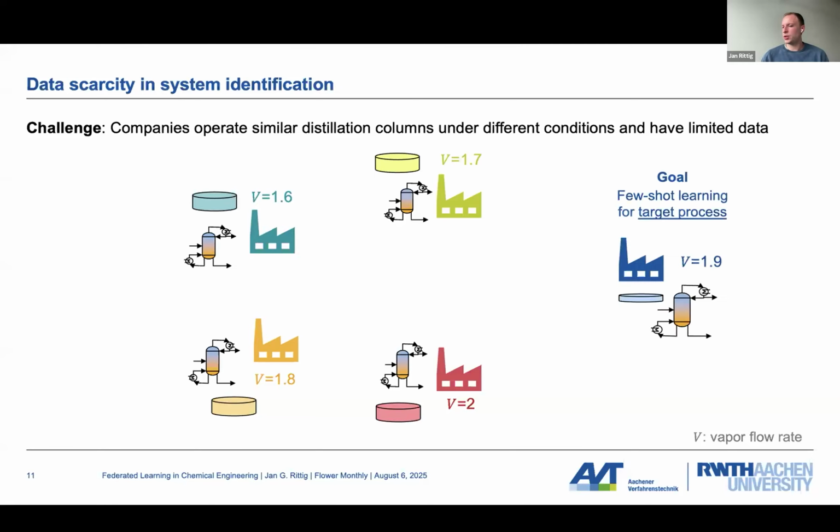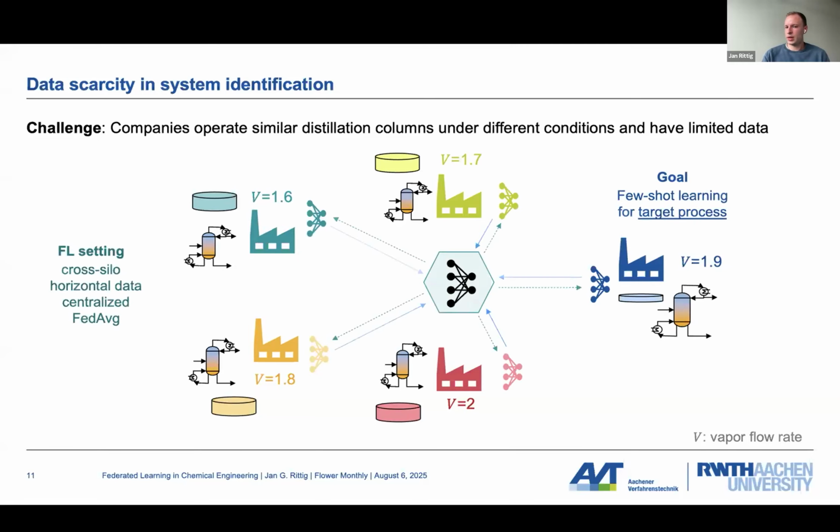And then we have a 5th company, which just has installed these new distillation columns, and they only have very limited data. So the idea is that we can use a federated learning setup so that the companies can contribute to the development of these machine learning or autoencoder models, and that the 5th company, even though it only has very limited data, can benefit from the experiences of the other companies without the need to share these data points. So the goal here is few-shot learning for this target process of the 5th company.